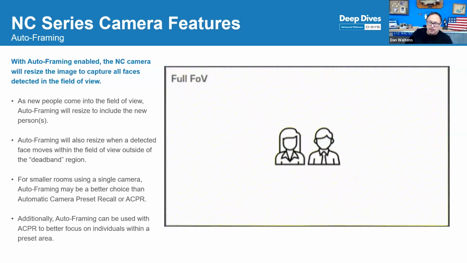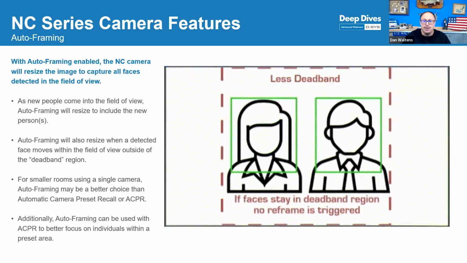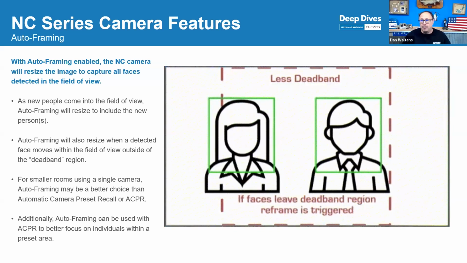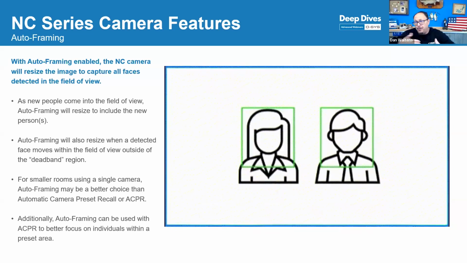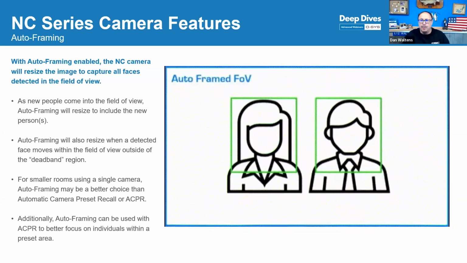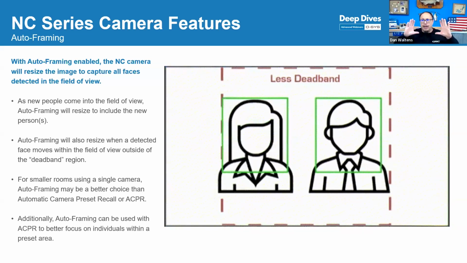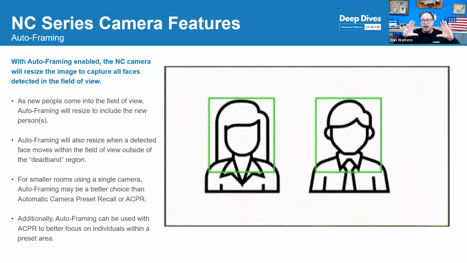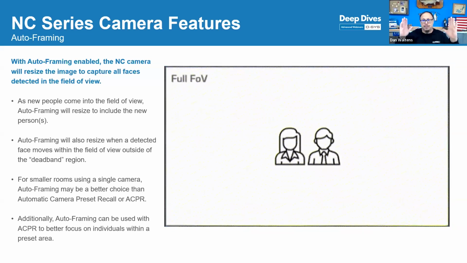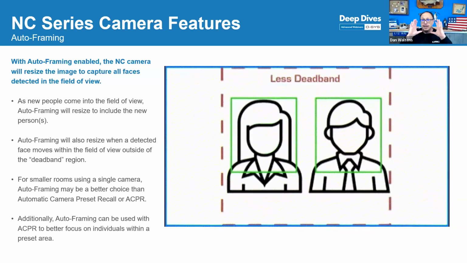For smaller rooms, using a single camera, auto framing may be a better choice than ACPR. One of the first rooms that we set up internally to do demonstrations of ACPR was a narrow conference room, with only about 4 seats down each side of the table. Trying to get multiple shots in that room just didn't make a lot of sense. But with auto framing, I can take a medium-sized conference room like that, and the frame will just capture the whole room. And then when someone comes in and sits at the far end of the table, it's going to tighten that shot up onto that person.